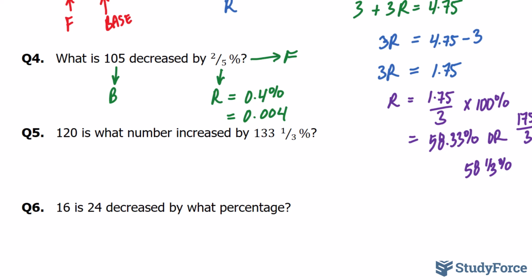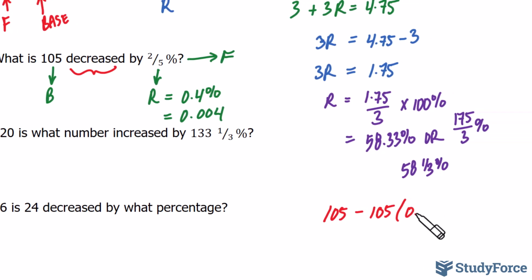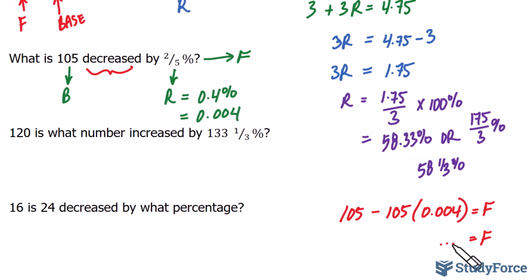Placing those values into the equation, we use B take away BR is equal to F because of it being decreased. And it will look like this: 105 take away 105 multiplied by 0.004 is equal to your value of F. If you compute the left side, you end up with your answer.